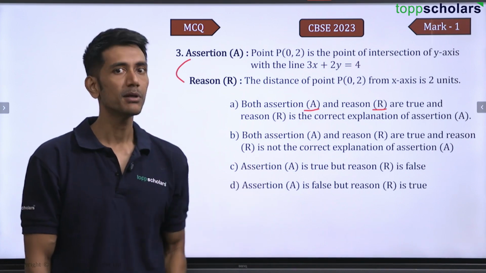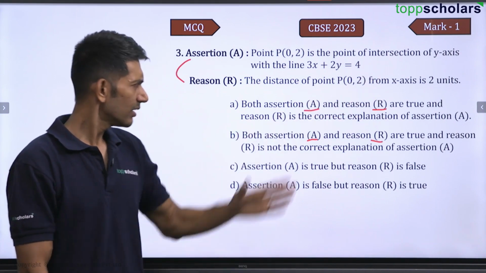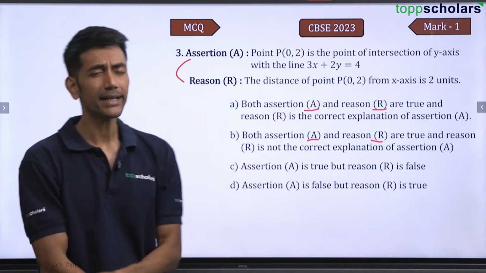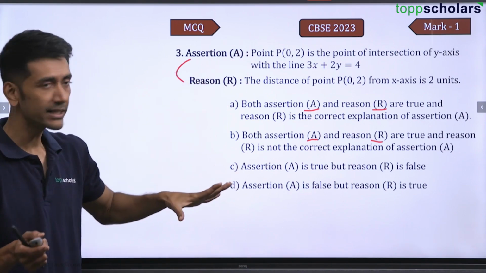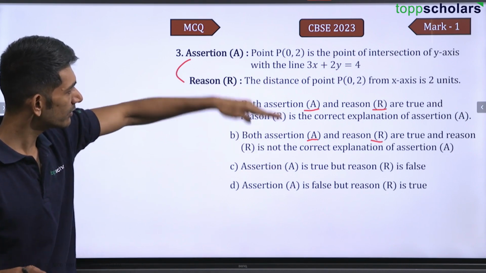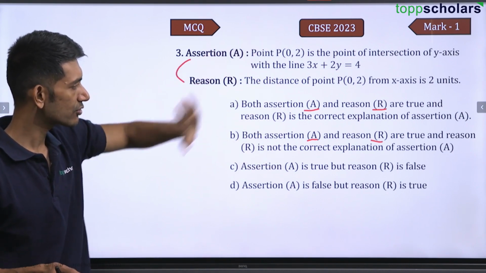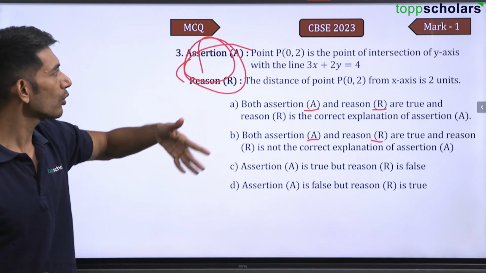Second option is also similar. Both are true. But the second option is not the correct explanation of the first option. Then if I talk about third and fourth, they're slightly different. Assertion is true, reason is false. Fourth one is assertion is false, reason is true. So firstly, let us check whether these two are actually true or not, right?